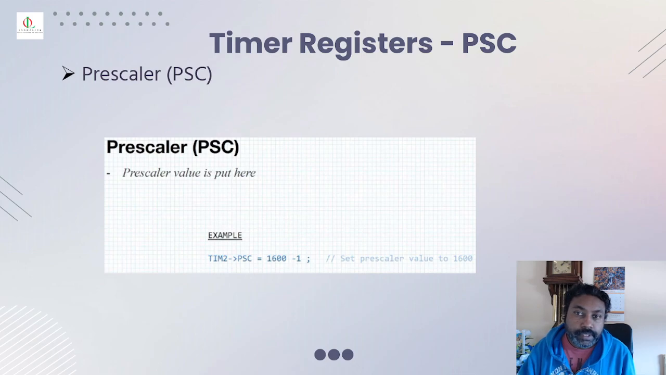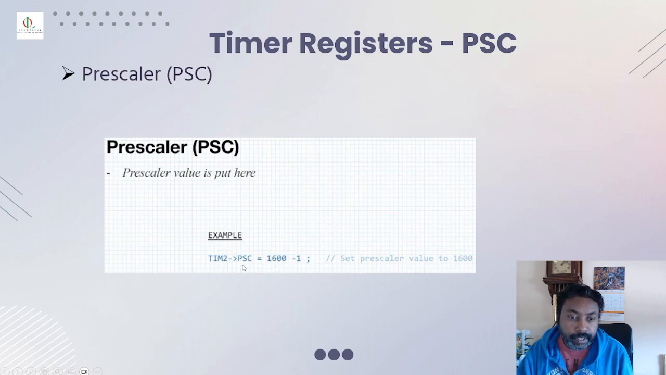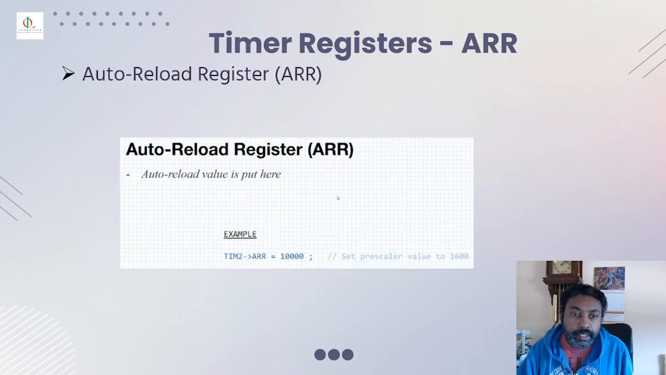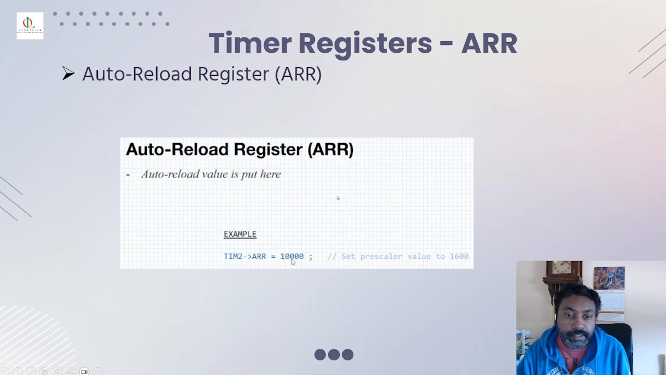And these are all the registers that you will be using in the program. First is the prescaler. This is the prescaler value, and this is how you're going to declare it. For timer 2, you're setting the prescaler value to 1600. So every time you need to count with minus 1. Then for the auto reload register, you need to set a value; with the prescaler at 1600, if you do the calculations, you will get 10,000. So this is how you need to load.